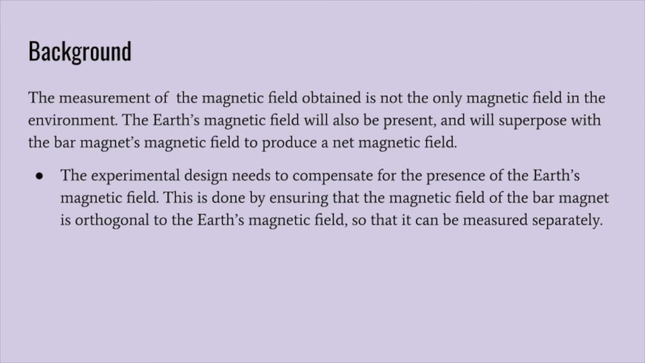The measurement of the magnetic field obtained is not the only magnetic field in the environment. The Earth's magnetic field will also be present and will superimpose with the bar magnet's magnetic field to produce a net magnetic field. The experimental design needs to compensate for the presence of the Earth's magnetic field. This is done by ensuring that the magnetic field of the bar magnet is orthogonal to the Earth's magnetic field so that it can be measured separately.